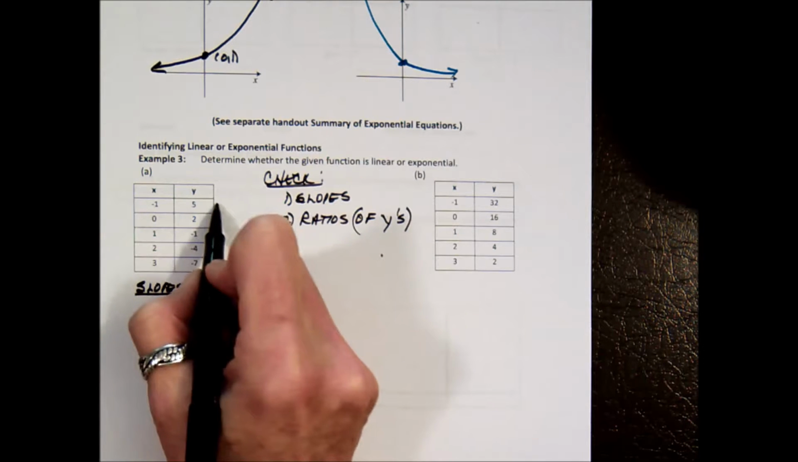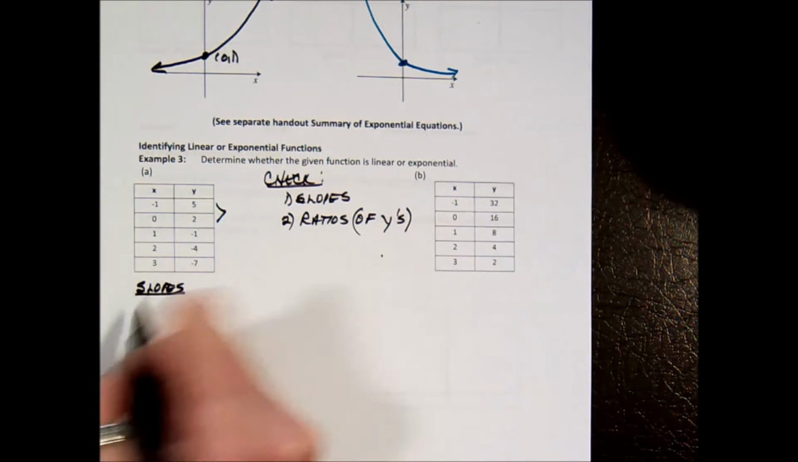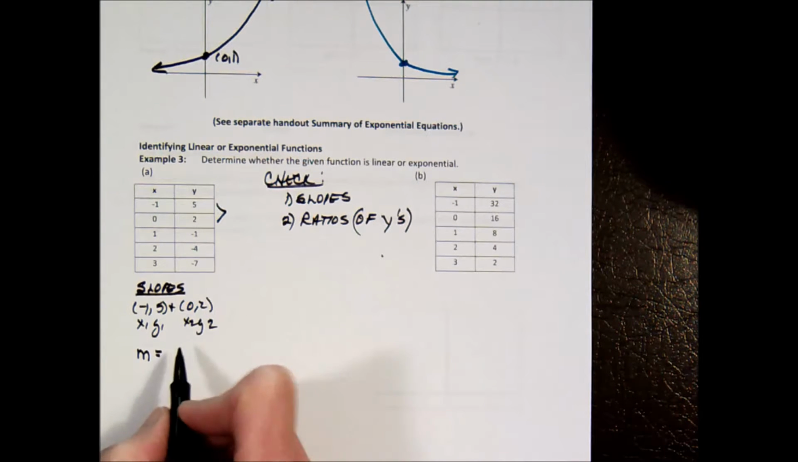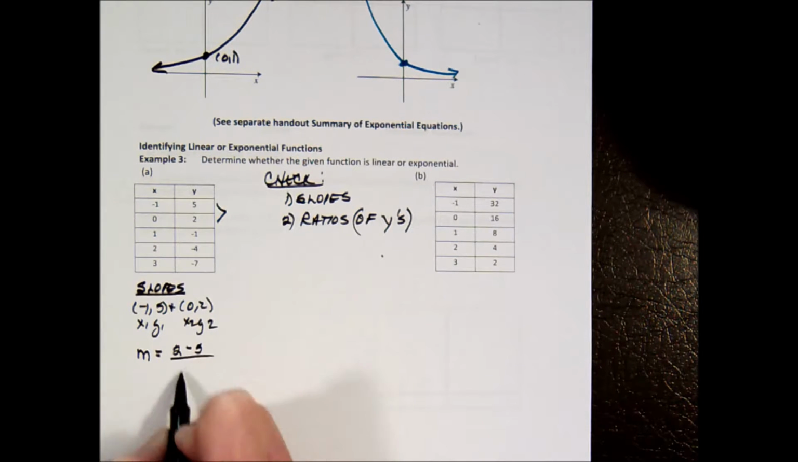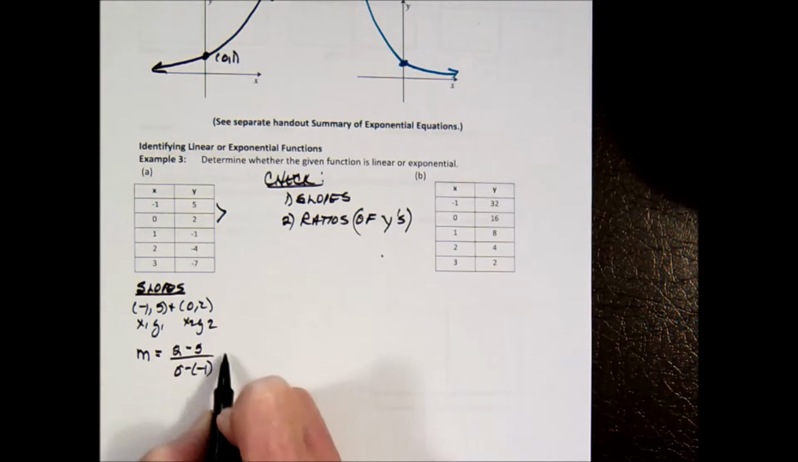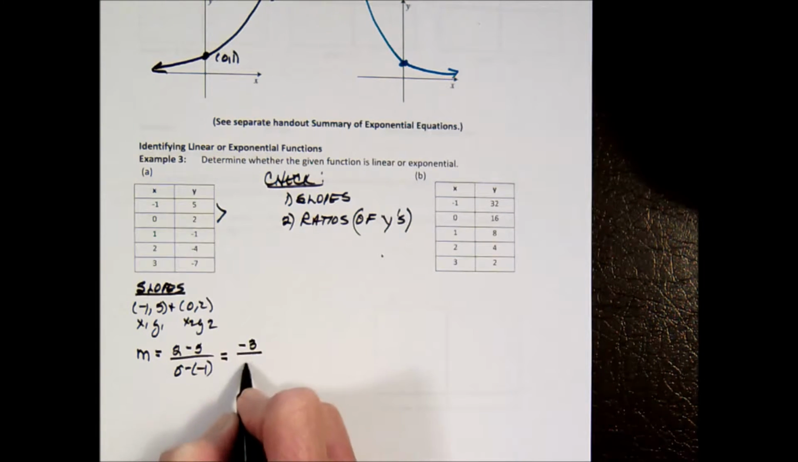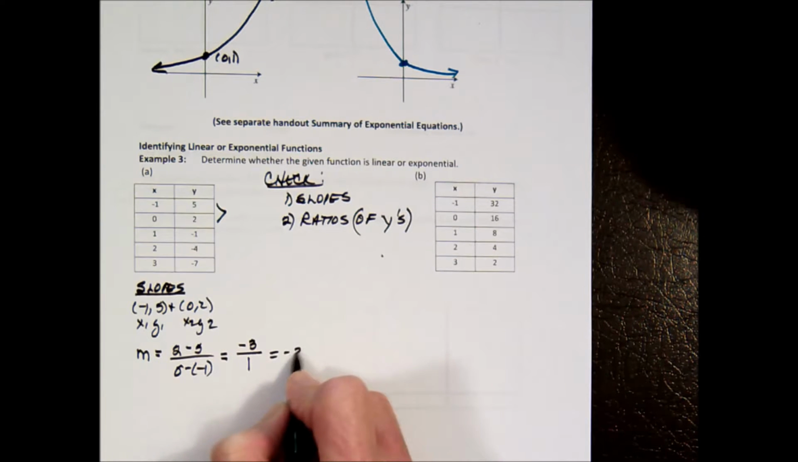So I'm first going to use these two sets of points, -1, 5, and 0, 2. So my x1, y1, x2, y2, and in fact we should probably label those. And we know that slope is equal to y2 minus y1 over x2 minus x1. Or we have -3 over +1, which is -3.